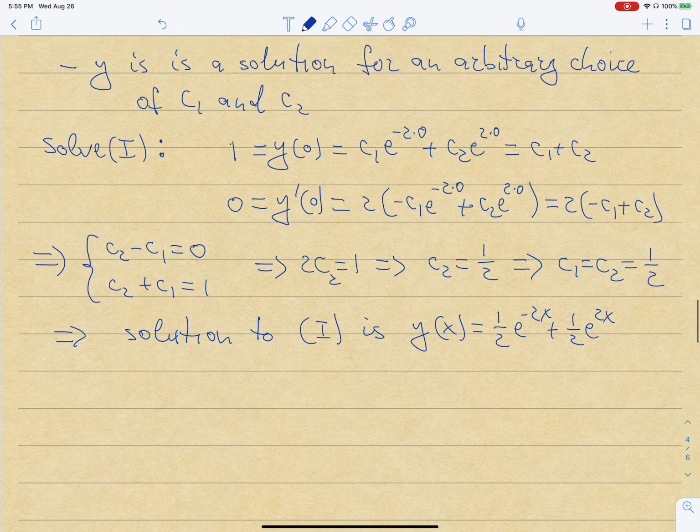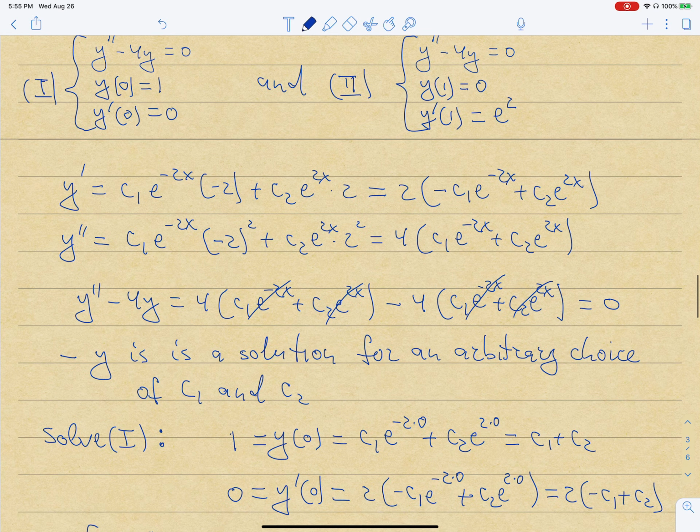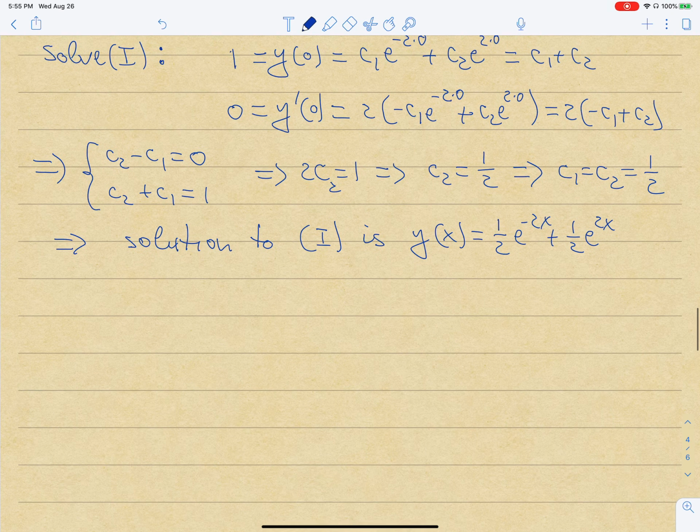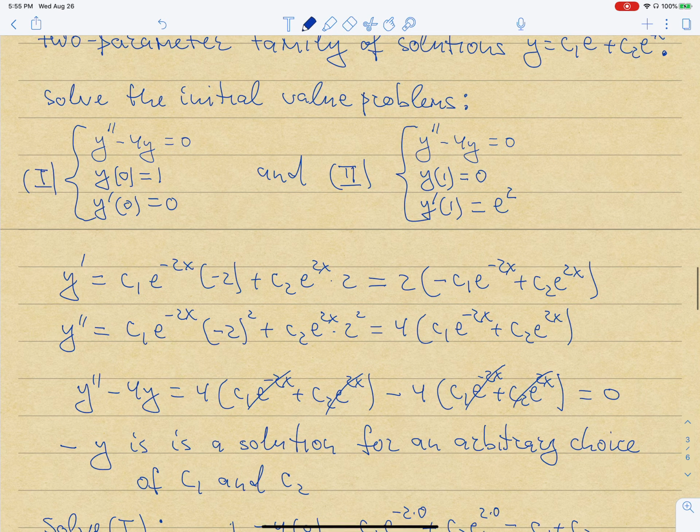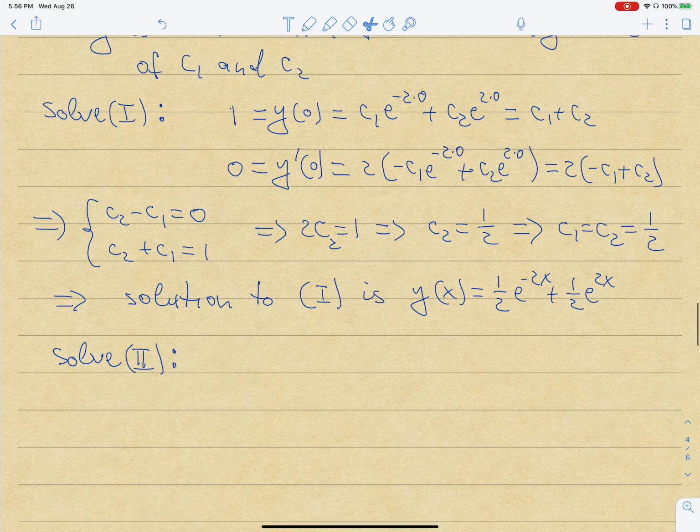Now let's look at the second initial value problem. Here we have y of 1 equal to 0, y prime of 1 equal to e squared. So we're solving problem number 2. So again, on one hand, y of 1 is equal to 0. If y of 1 is equal to 0, then we have y of 1 on one hand is 0.